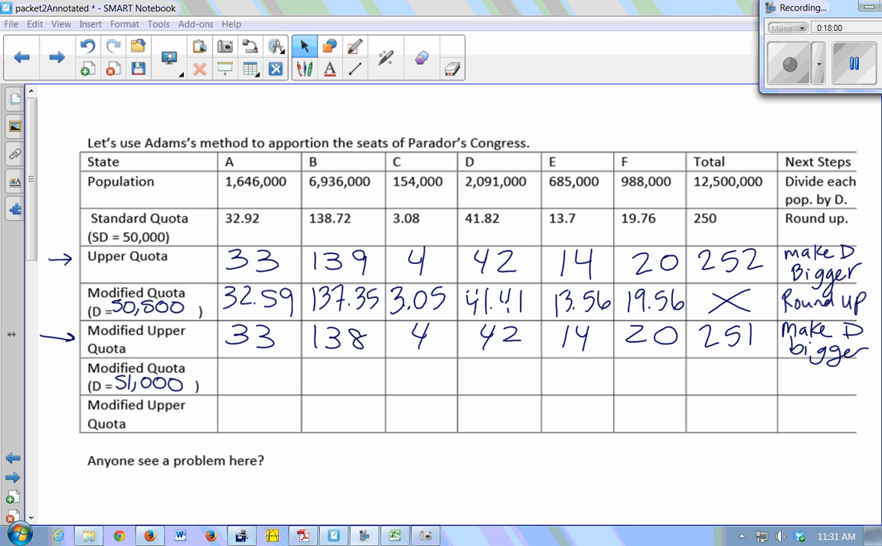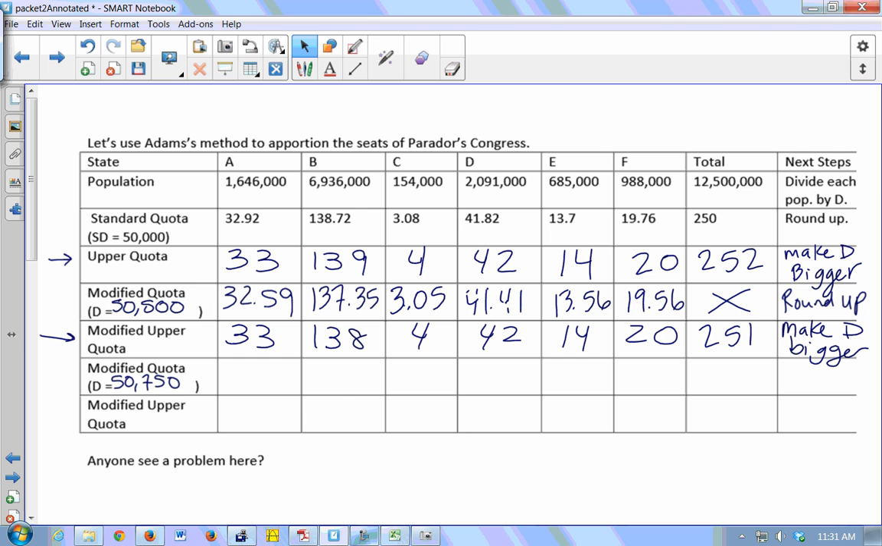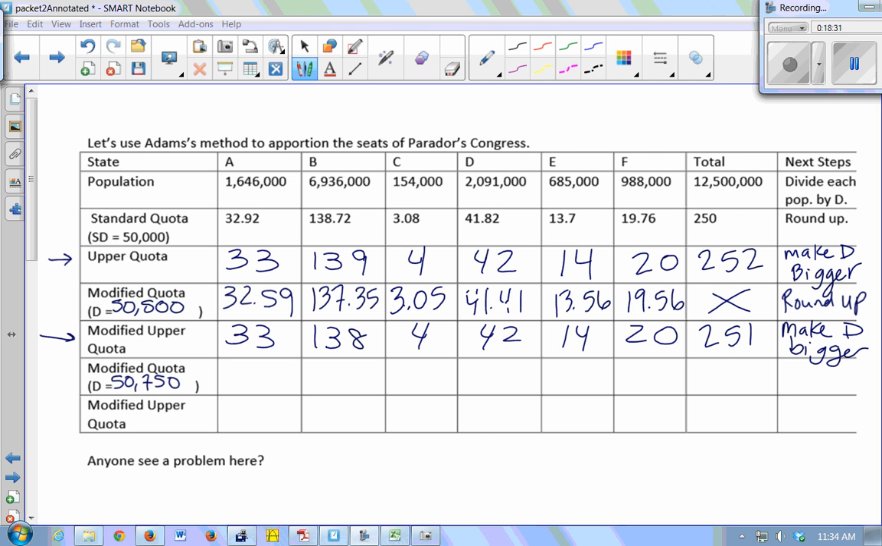So that means you have to make D smaller, right? So 51,000 was too big, but 50,500 was too small. So maybe we should try 50,750. So you can either erase what you had, or you can add some rows on and try 50,750. Then we'll reconvene and see what you guys come up with. All right, let's do 50,750 together. When you divide each population by 50,750, somebody who has them, can you read them off to me?